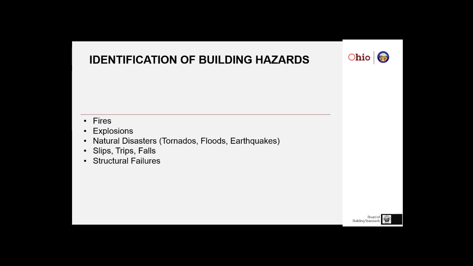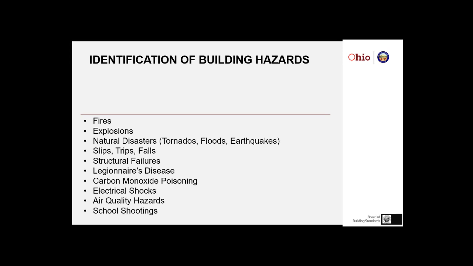We also have provisions for structural failures. We do address Legionnaire's disease in our plumbing codes. Carbon monoxide poisoning is an issue that we address. Electrical shocks, air quality hazards, the list goes on. This list is not complete and it's not in any particular order. But just so that you're aware, these are some of the hazards that our building codes try to address.